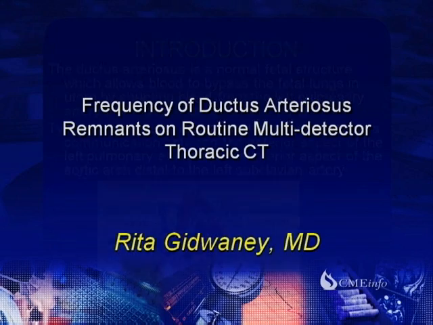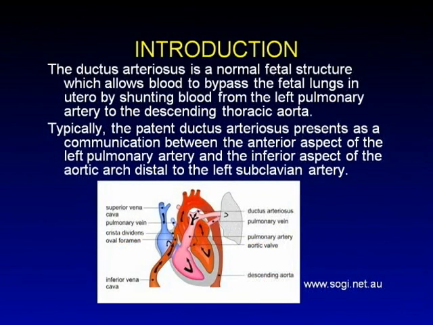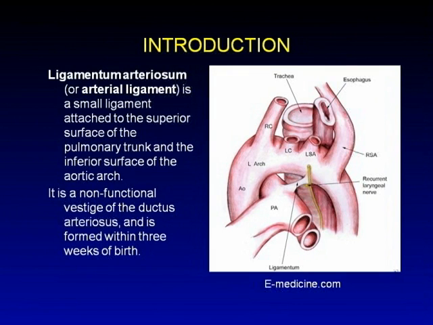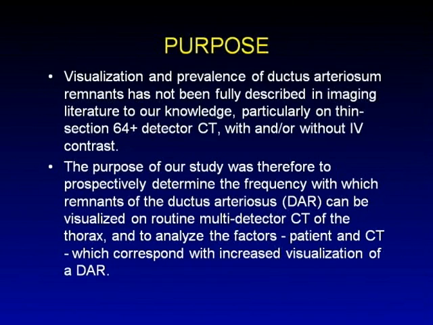So the ductus arteriosus, as you all know, is a normal fetal structure which allows blood to bypass the fetal lungs in utero by shunting blood from the left pulmonary artery to the descending thoracic aorta, which you can see here. The ligamentum arteriosum is a vestigial remnant of the ductus arteriosus, which is a vascular structure you can see here attaching to the inferior surface of the aortic arch and the superior surface of the pulmonary trunk. To our knowledge, the visualization of the ductus remnant has not been described in imaging literature.